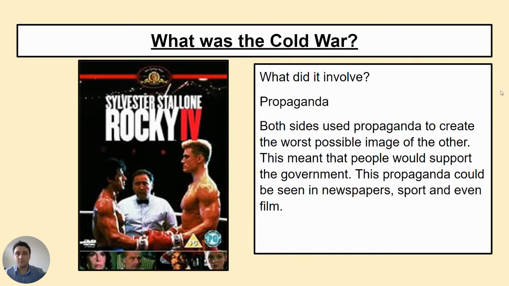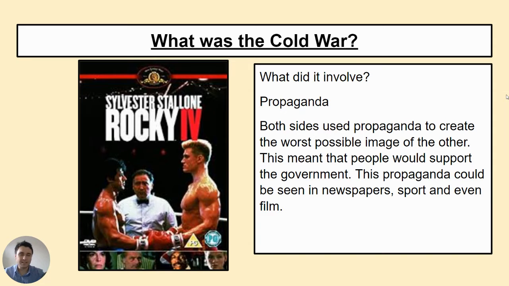What else did it involve? Well, propaganda was another big part. Both sides used propaganda to create the worst possible image of the other. And this would mean that people would support the government in the Cold War. This propaganda could be seen in newspapers, in sports, and even in film. I've pictured this one here. This is probably my favourite one.